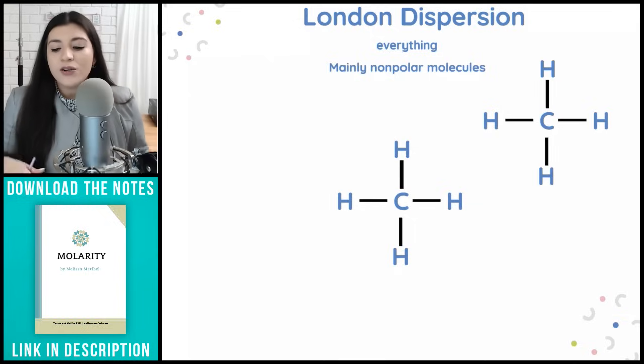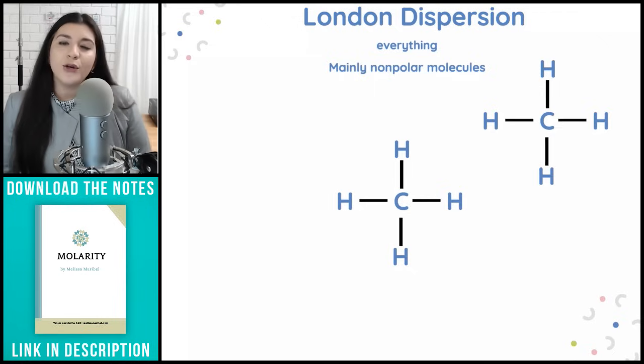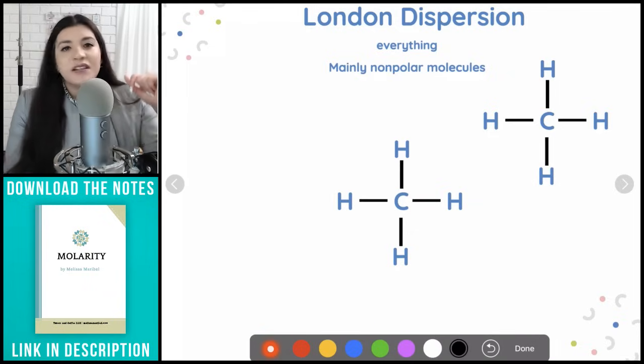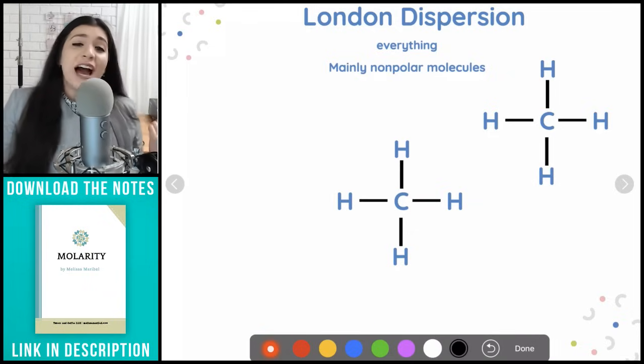Now with this, you're going to see London dispersion mainly on nonpolar molecules. So if you have a nonpolar molecule, a lot of times the ones that I just instantly know are nonpolar are something called a hydrocarbon.